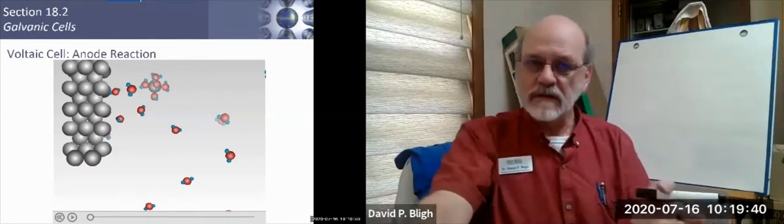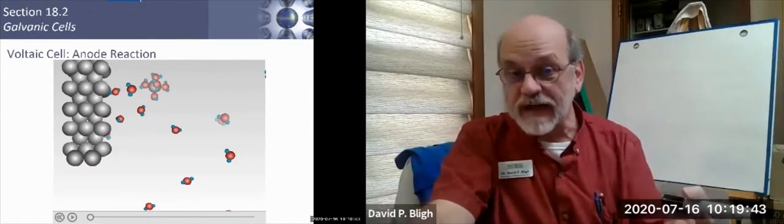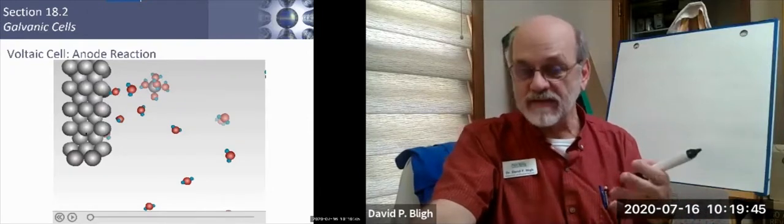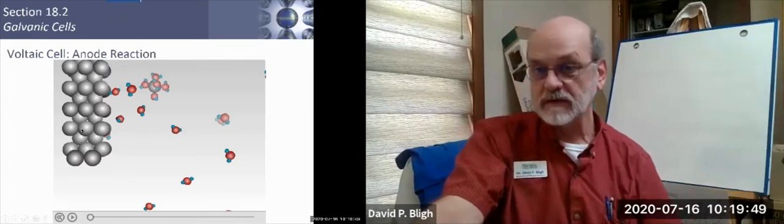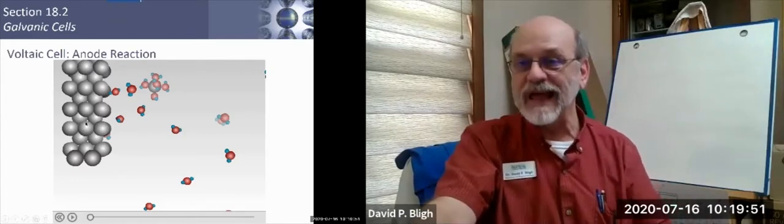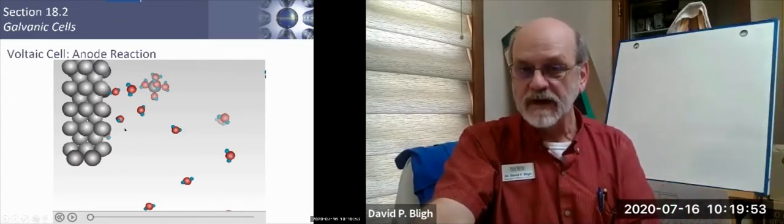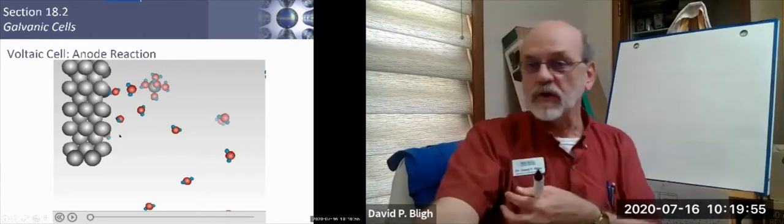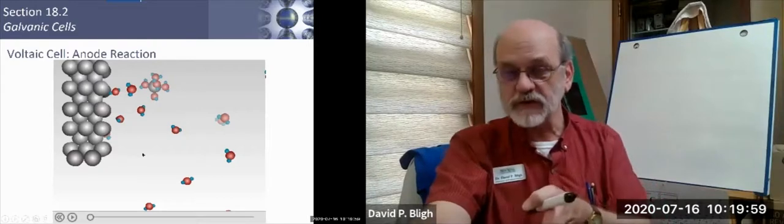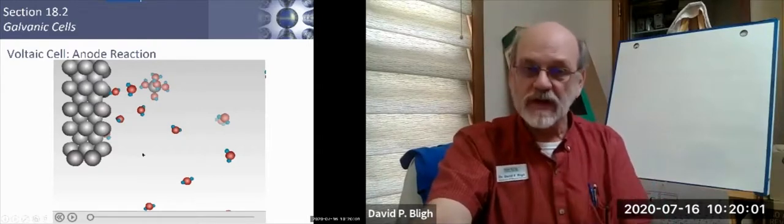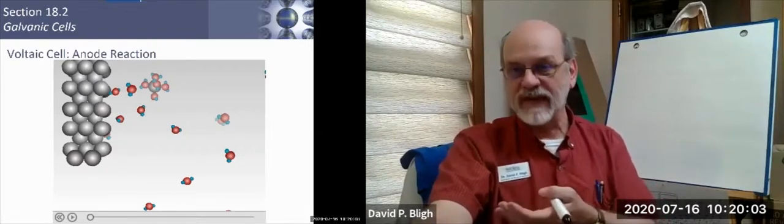So this is the anode side. The mass of that electrode should decrease over time as the reaction proceeds because you're losing metal ions into solution. On the other side, you're precipitating metal ions from solution on the electrode, so that electrode should increase in mass.